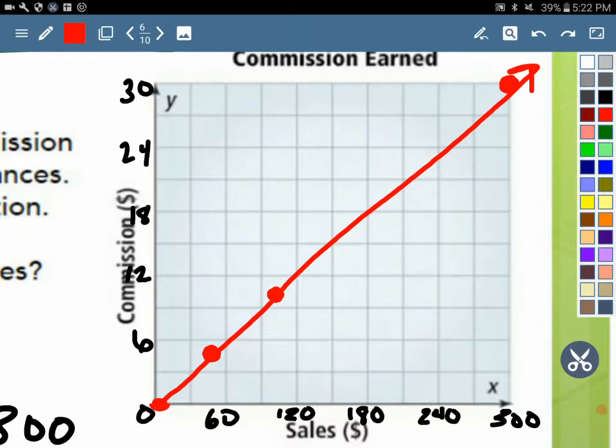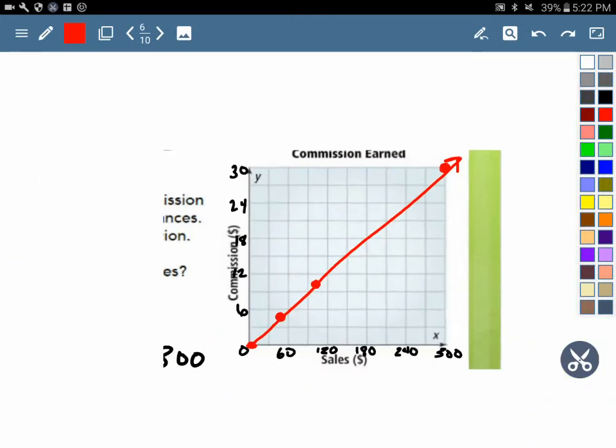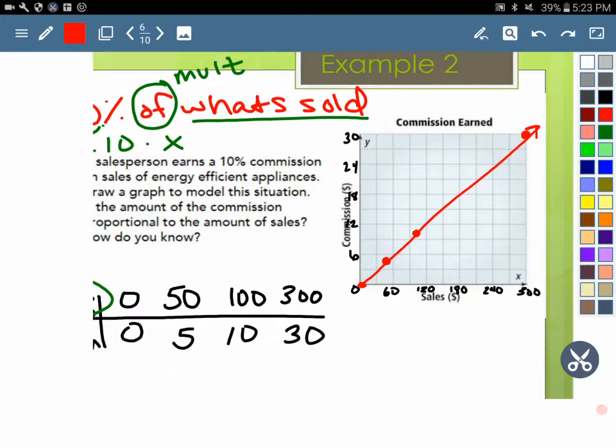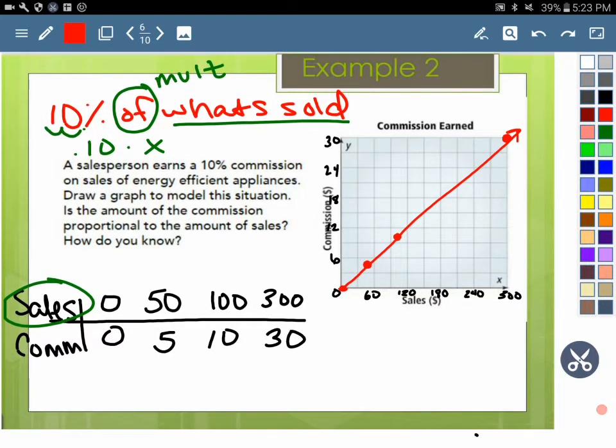And that's actually how we're going to answer the second question. The second question here says, is the amount of commission proportional to the amount of sales, and how do you know? We can say yes, these are proportional. The sales is proportional to the commission for 2 reasons. When you look at the graph, it passes through 0, 0. That's really important. That has to happen in order for something to be proportional.